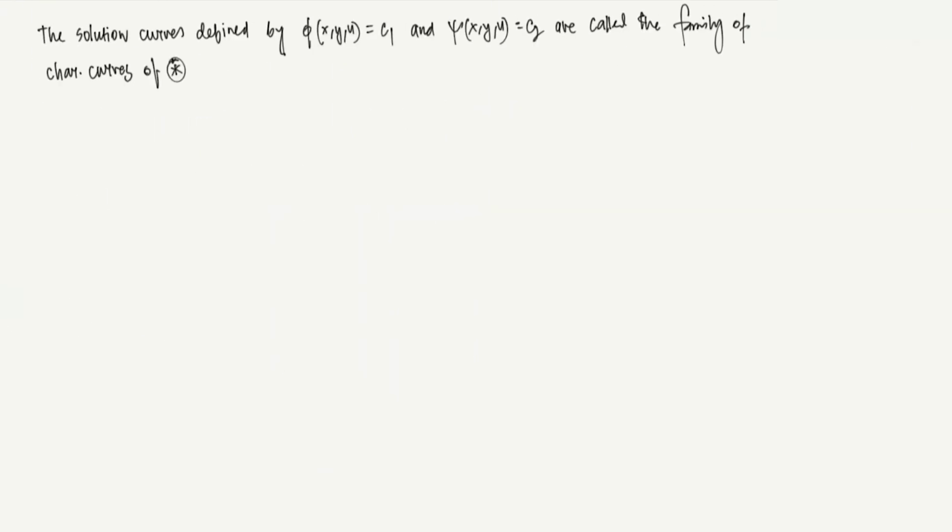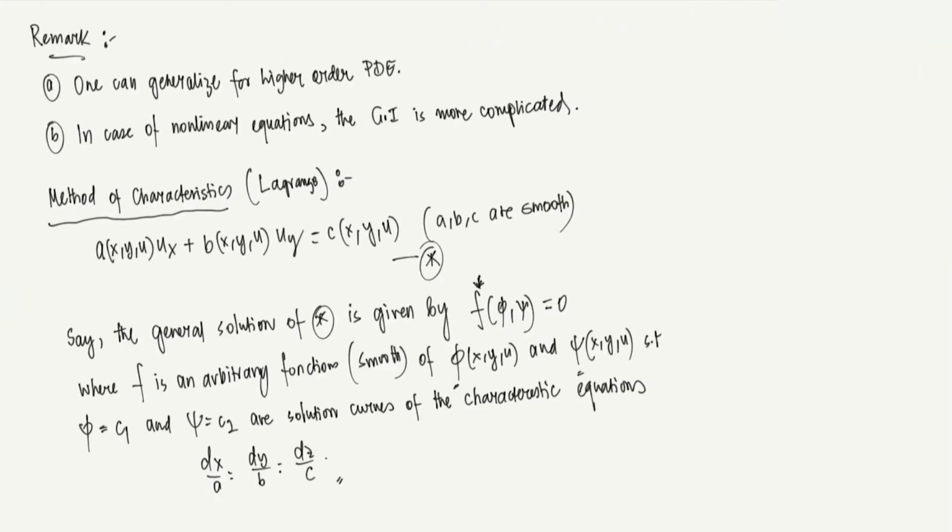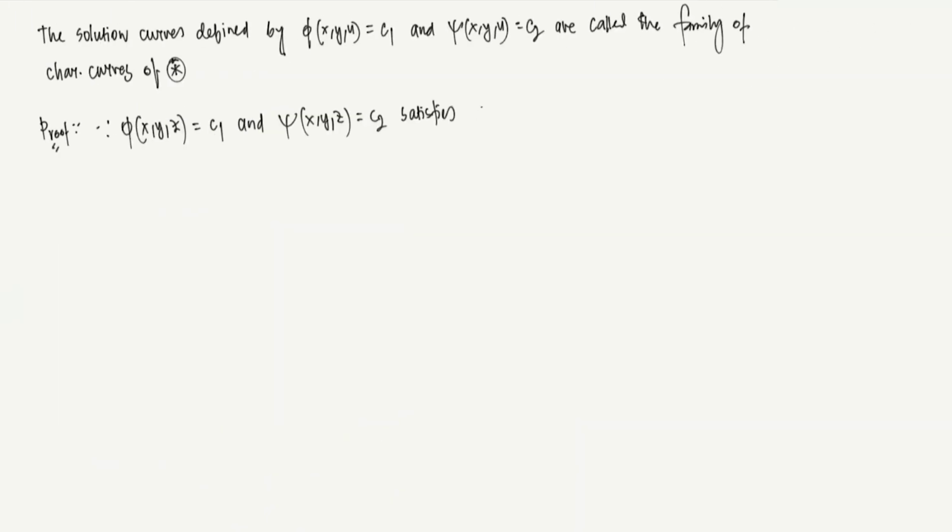Okay, so let's look at it. See what is happening is this. This is basically kind of a proof if you think about it. So basically the general solution will always look like this. That's the point. Why? Since phi of x, y, z equals c1 and psi of x, y, z equals c2 satisfy the characteristic equation, let's call it double star.